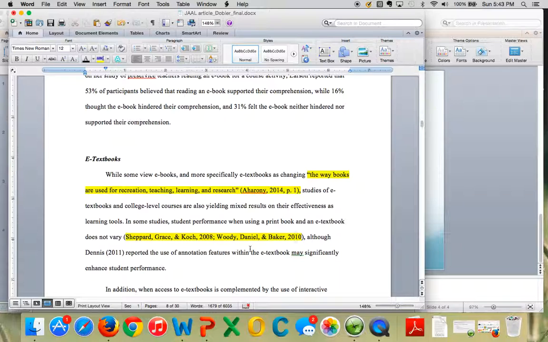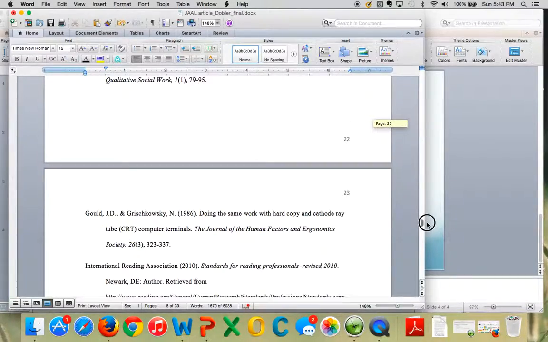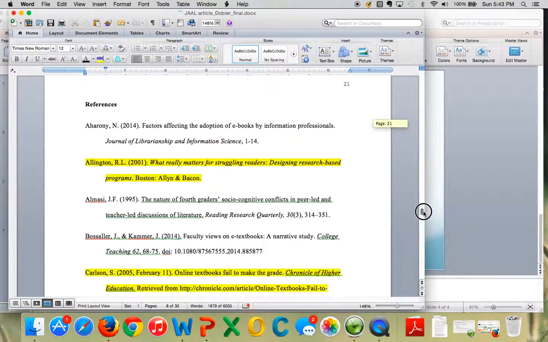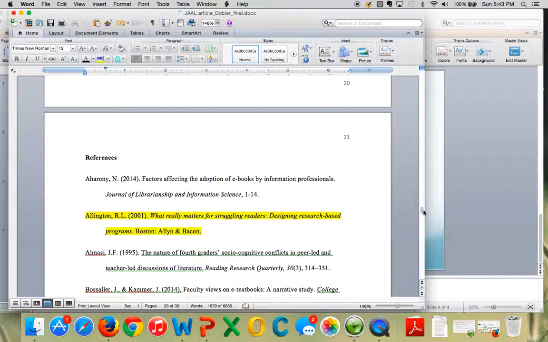Okay, so we've done the in-text citations, we've done the quotations. Now let's look at the bibliography. So I'm going to scroll down here to the bibliography, and I picked out some that I wanted to be sure and show you. So, bibliography. Title is references, and it's listed alphabetically. That's important. Also notice that I'm indenting on the second line of my references. That's a little thing, but you should be aware of that.